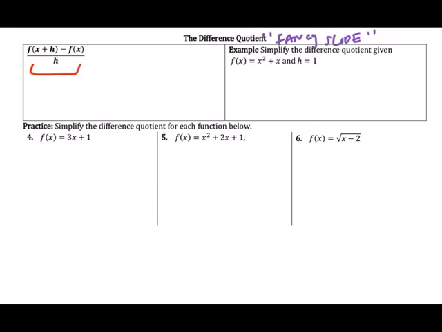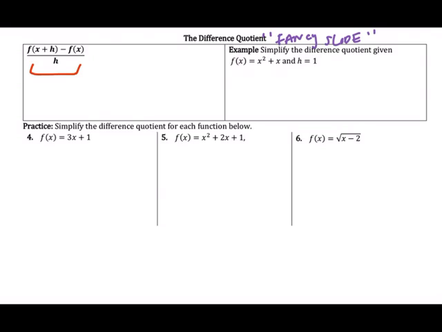And what we're going to be doing is looking at the difference quotient in terms of just x and h, and then at the end we're going to evaluate it at a particular value. But I really want you to see how to simplify with the difference quotient even if you don't have a particular h value. So let's walk through this process.